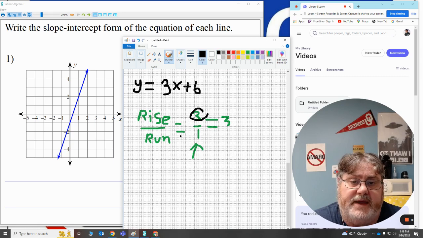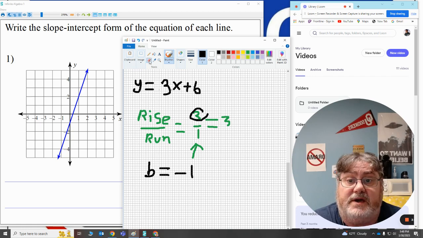Now I want the y-intercept. I want b. B stands for y-intercept. I simply see where the line hits the y-axis. So this is 0. I count up 1, 2, 3. I count down to -1. Notice the line, the blue line, hits the y-axis at -1. So my b, which stands for y-intercept, is -1.